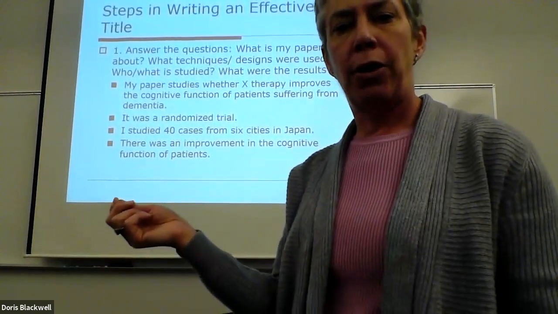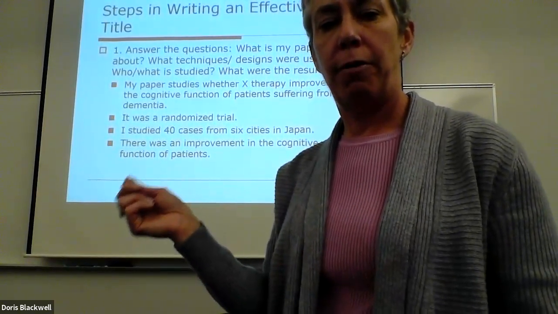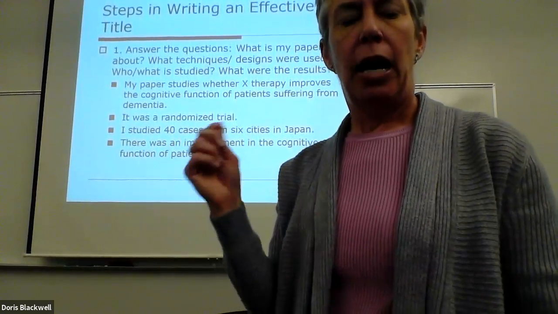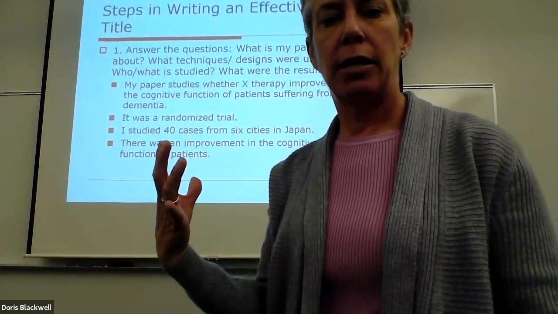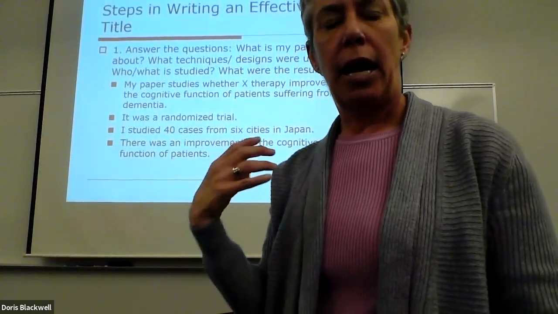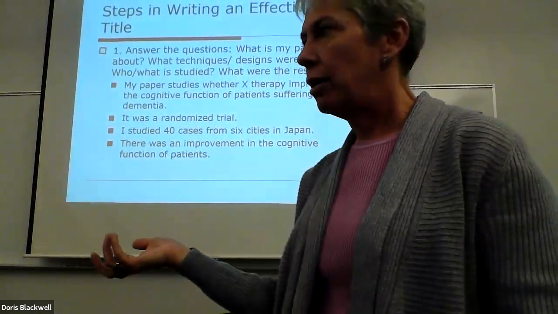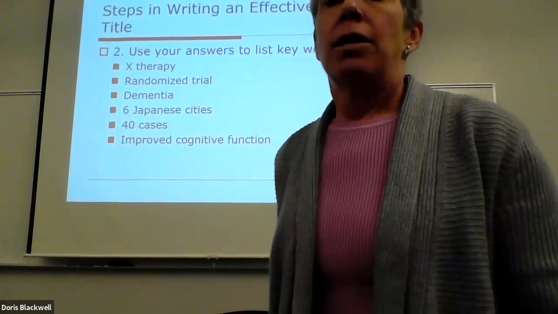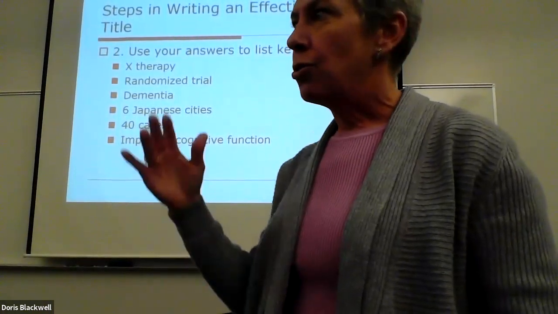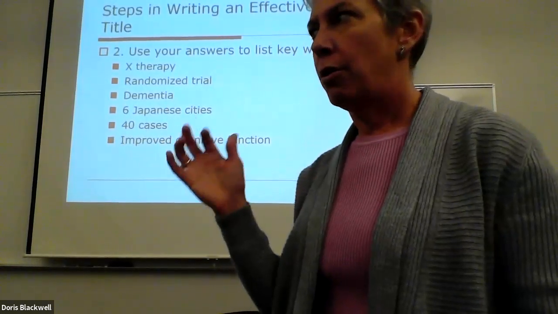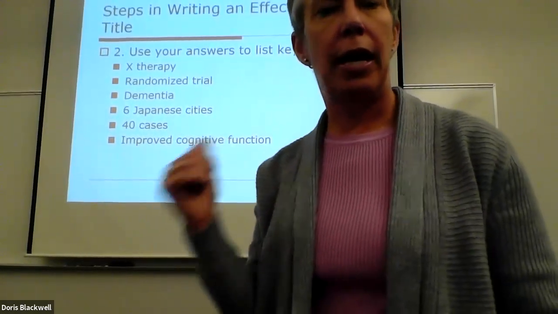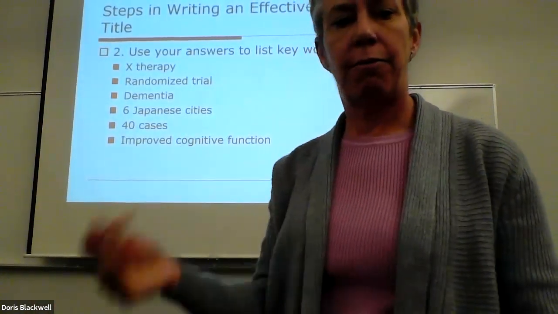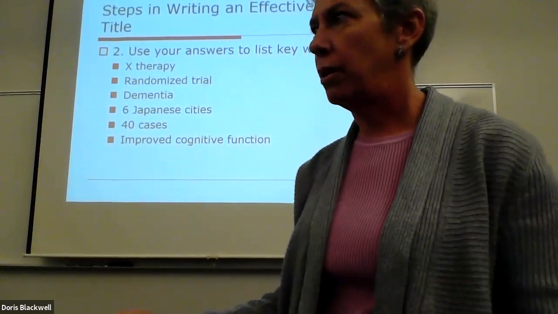So my paper studied whether X therapy improved cognitive functions of patients suffering from dementia. That's what my study was about. It was a randomized trial. I studied 40 cases from 6 cities in Japan. And I found that X therapy improved cognitive function of the patients. Those are the answers to the questions. The next step is to take the answers and write keywords. From those answers, my keywords would be X therapy, randomized trial, dementia, 6 Japanese cities, 40 cases, improved cognitive function.